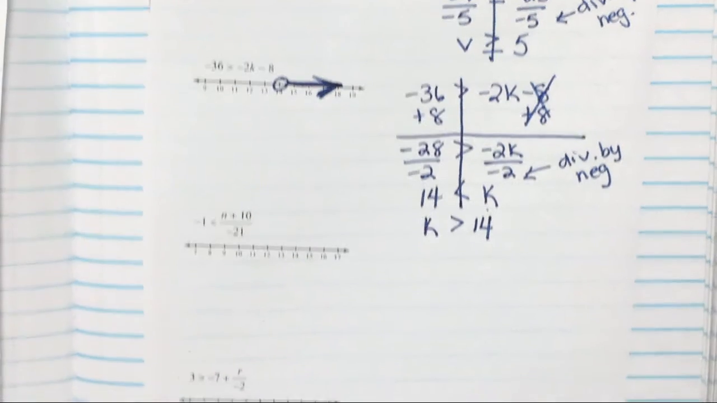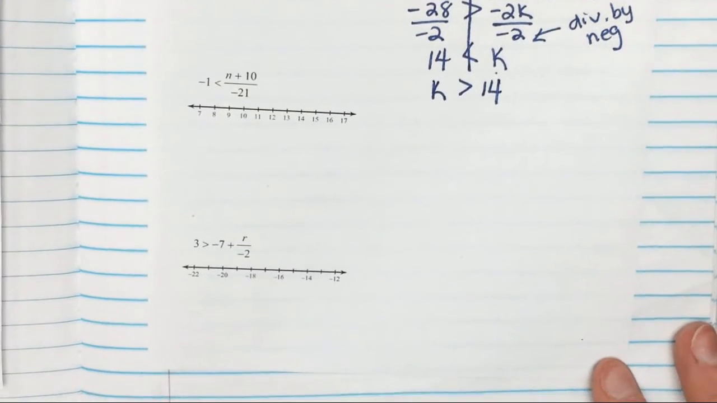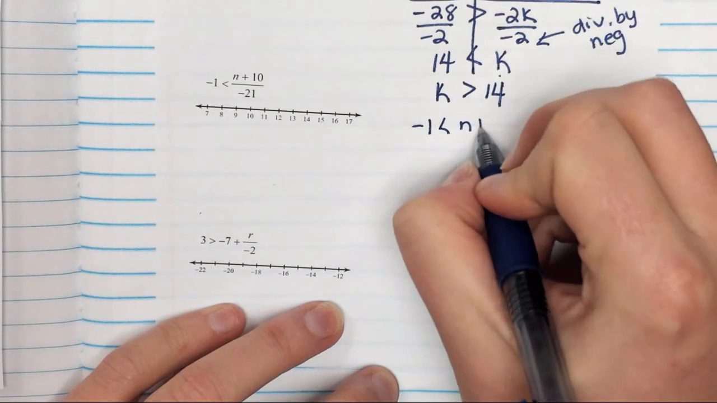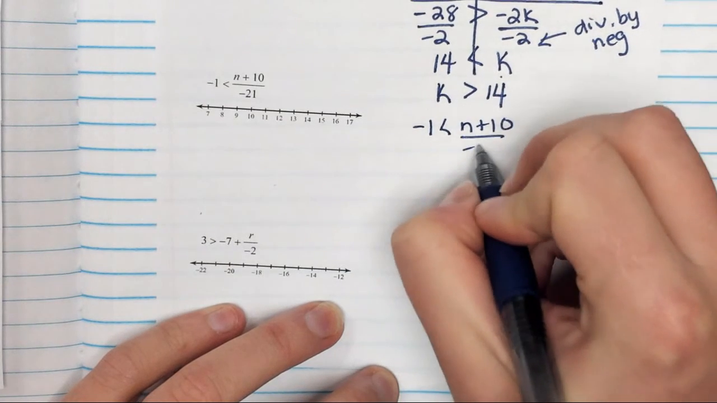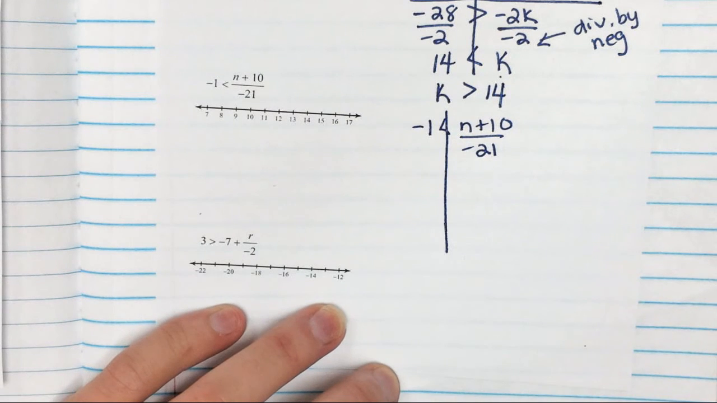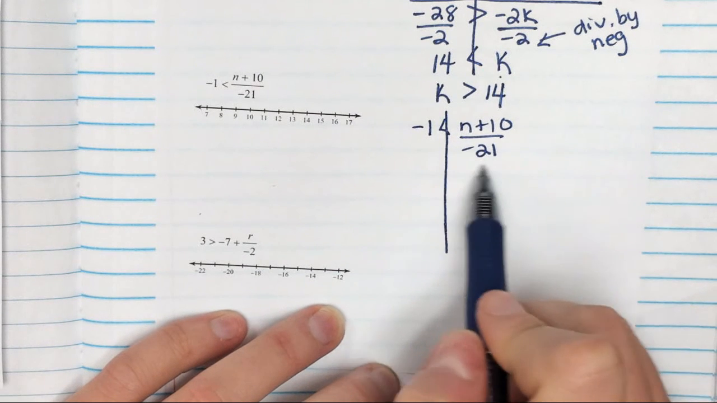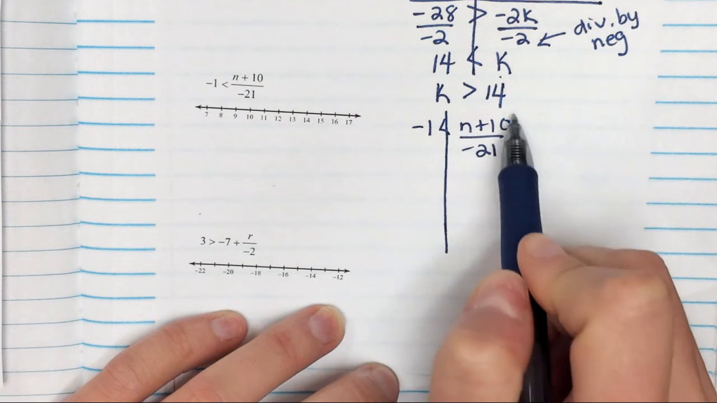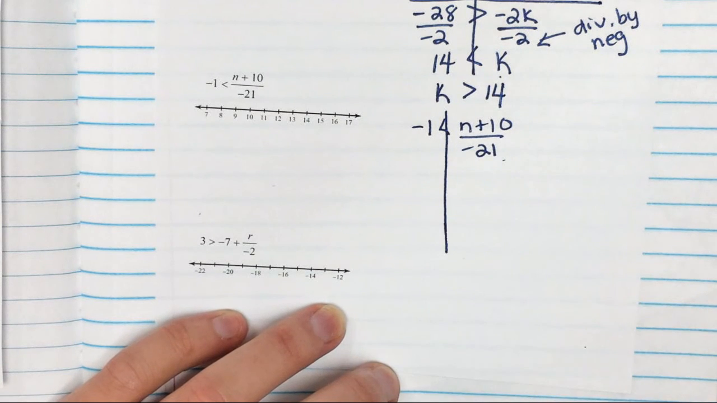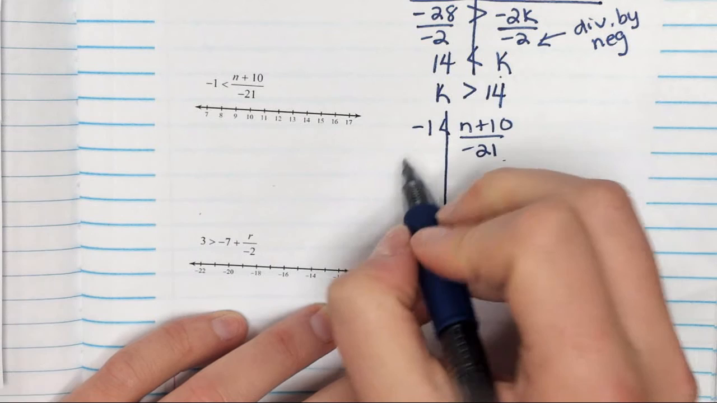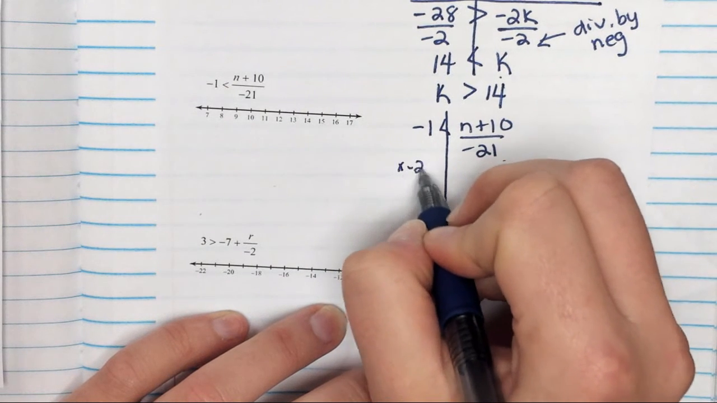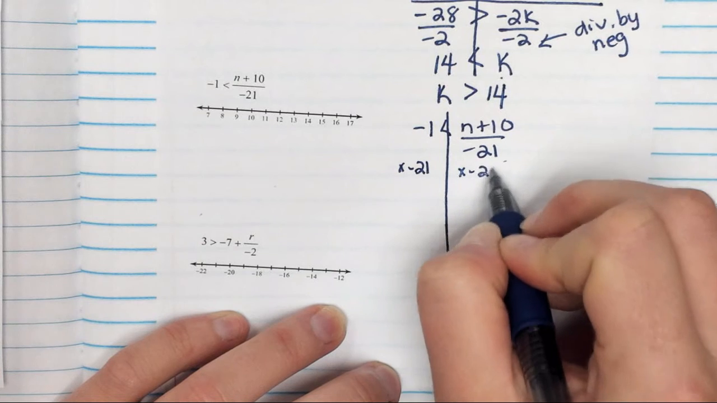All right, example number 3 for two-step inequalities. I have negative 1 is less than n plus 10 divided by negative 21. Remember that division bar acts like a grouping symbol, so I have to get rid of this denominator first. The n and the 10 are grouped together. We can't get rid of the 10 until we get rid of the negative 21. So I see division. I'm going to use multiplication property of inequality, and I'm multiplying both sides by negative 21.